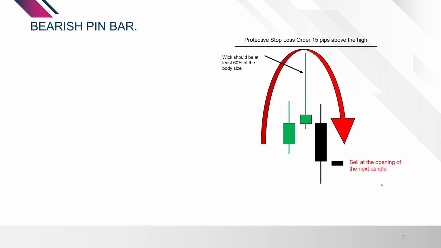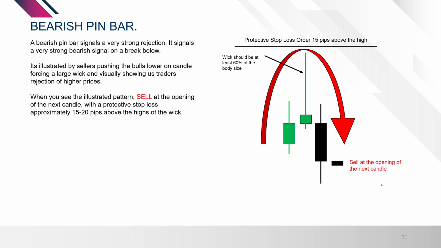Now let's look at a bearish pin bar. A bearish pin bar signals a very strong rejection. It signals a very strong bearish signal on a break below. It's illustrated by sellers pushing the bulls lower on a candle, forcing a large wick and visually showing us traders' rejection of higher price.